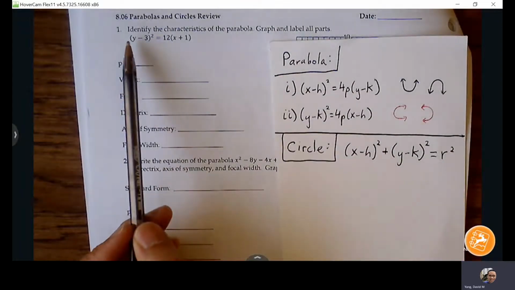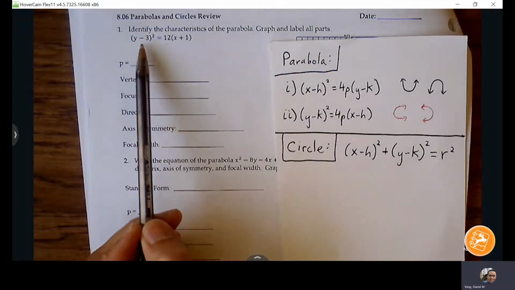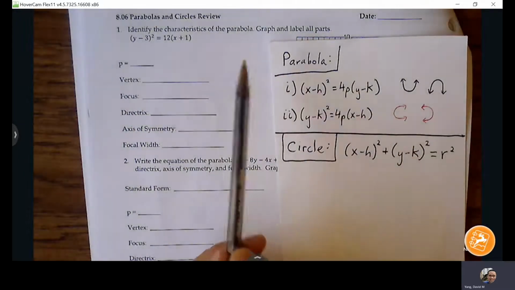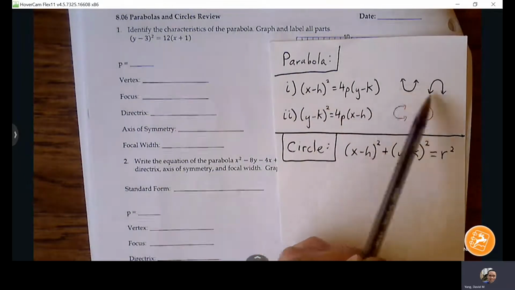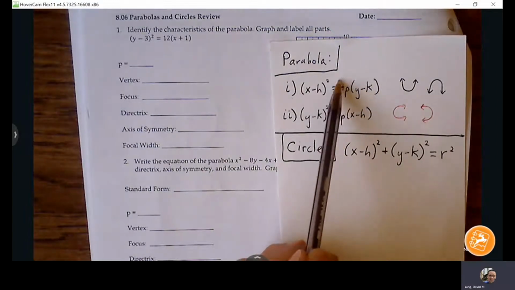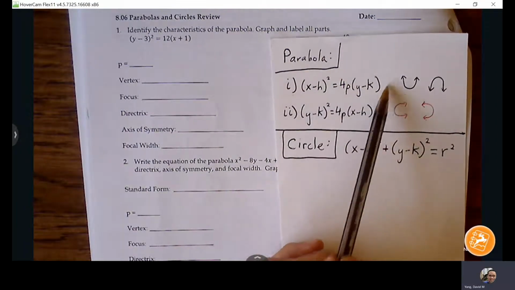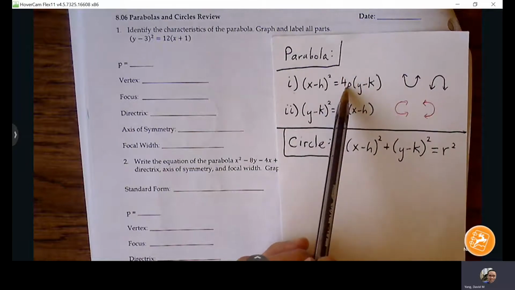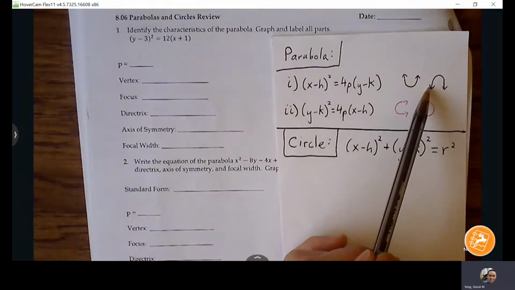If y is squared, you know that it's either going to be opening to the left or to the right. If x is squared, then you know it's either opening up or down. And then you look at whether P is positive or negative. If P is positive, then it's either up or to the right. If the P value is negative, you know it's going to be either down or to the left.